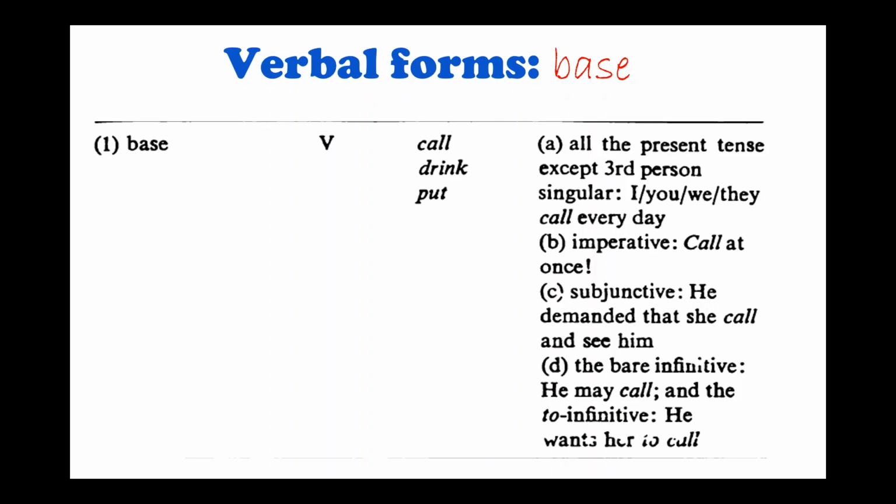The final scenario in which we can use verbs in their base forms is when we have bare infinitives. Look at the examples. He may call. Now, he may call, as I told you, may is a modal auxiliary, and we all know that whatever follows modal auxiliaries should be in its base form. Hence, we have call in its base form, in its infinitive form, without any addition.